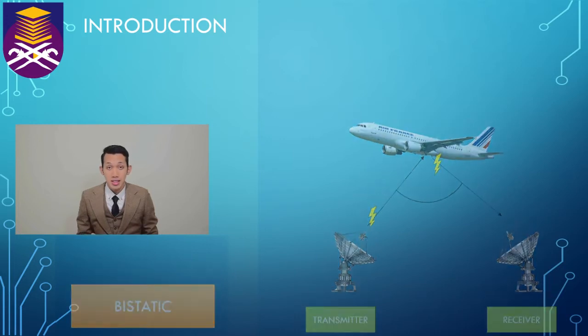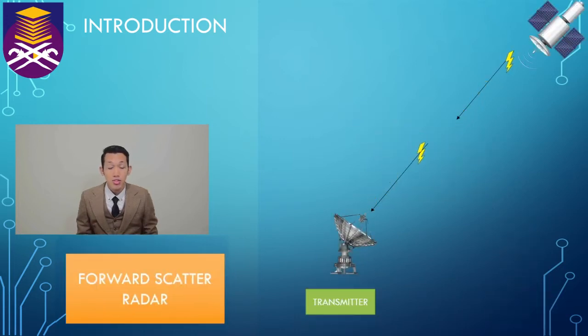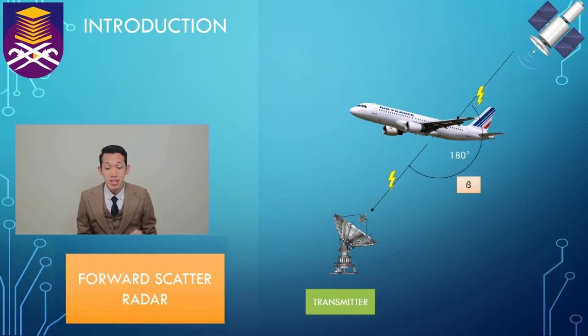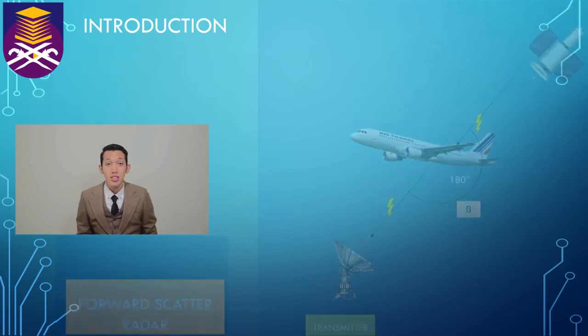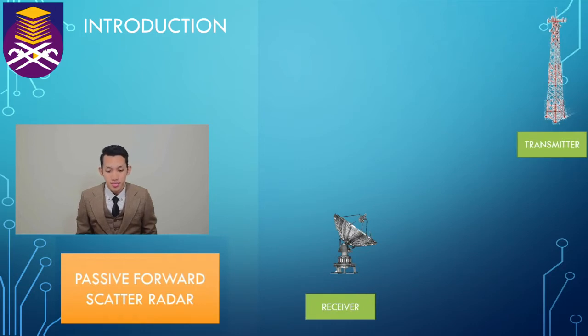In bistatic, there is an application named forward scatter radar. It also uses the bistatic, where the transmitter and the receiver are at different places, but it includes a 180-degree bistatic angle. For more explanation, I will explain in my case study, which is passive forward scatter radar.